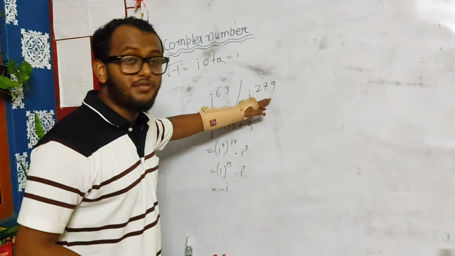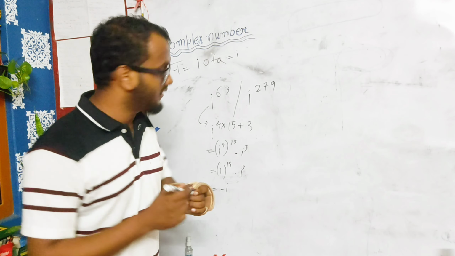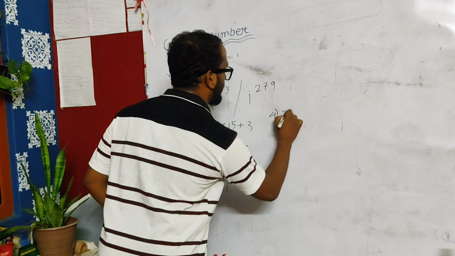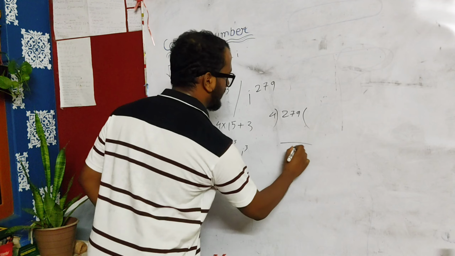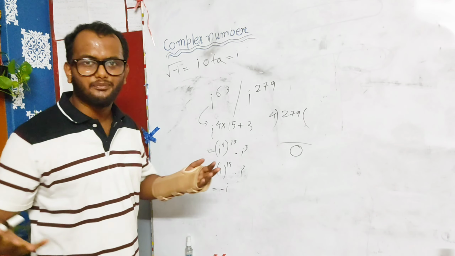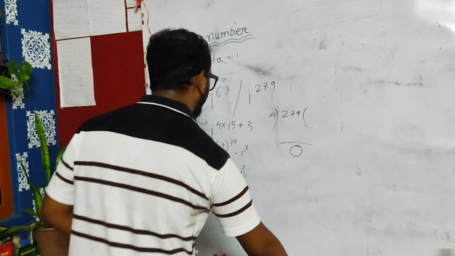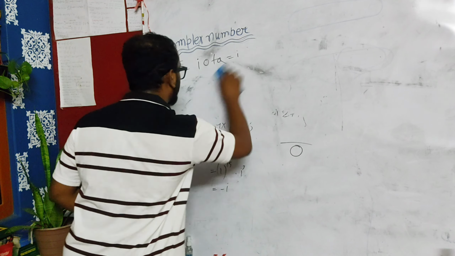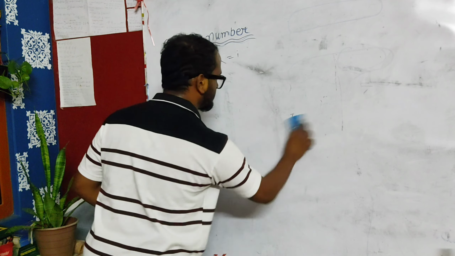Okay? So this one, can you try at home? How will you do this one? You divide 279 by 4, then a remainder will come. Then write it in this format and solve it. Okay? Easy? Okay. Let me show you another problem for the first exercise.